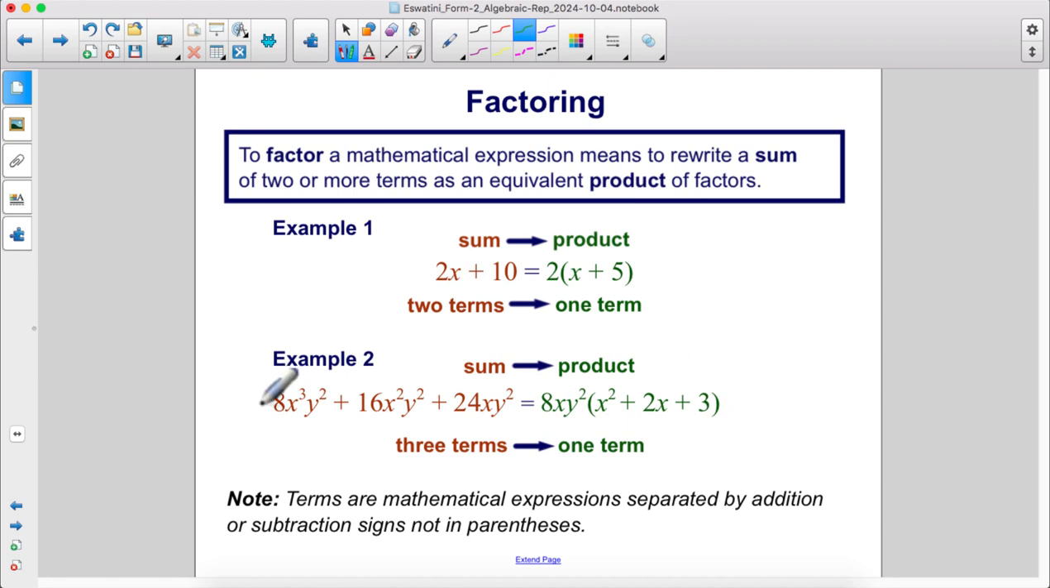Here we have 3 terms, which we can convert to just one term by factoring out the greatest common factor, which is 8xy squared. Note, terms are mathematical expressions separated by addition or subtraction signs, not in parentheses. So this is one term, 2 terms, 3 terms. And because these are multiplied together, this counts as just one term.